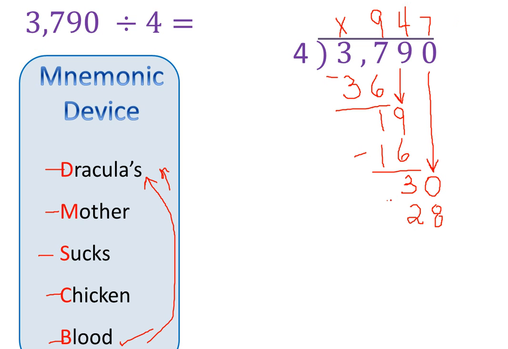I perform my subtraction. I get a 2, and I see that I'm checking myself. I'm in good shape. It's less than a 4, but I have nobody here to bring down. So it looks like I'm done, and I leave myself a remainder 2. My quotient is 947, remainder 2. How did you do?